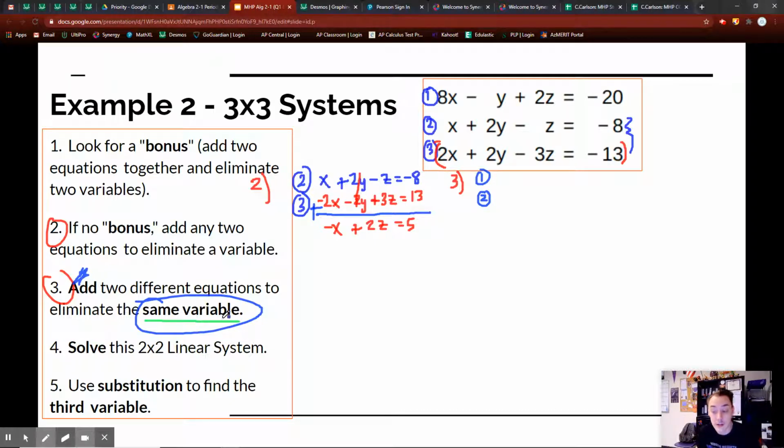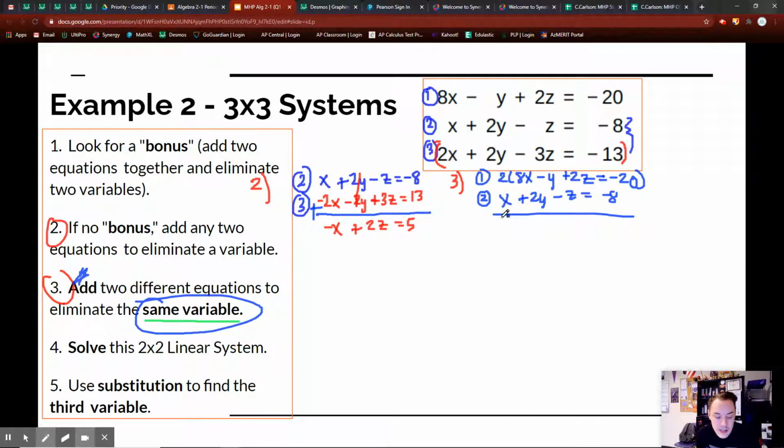Students often forget, so we're going to chill this one right here. We can't do anything with the x and the z right now. But we need to do another 2 equations to eliminate the same variable. So if I look at 1 and 2, I can eliminate y by multiplying 1 by 2. So that's what I'm going to do. I'm going to multiply 1 by 2. So this is 8x minus y plus 2z equals negative 20. And then my second equation hasn't changed at all. So minus z equals negative 8.